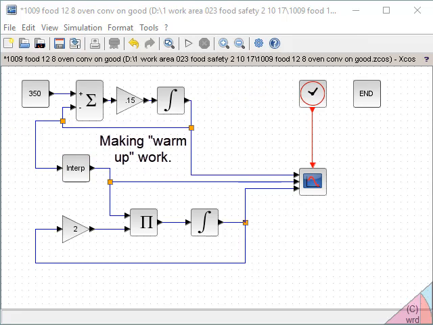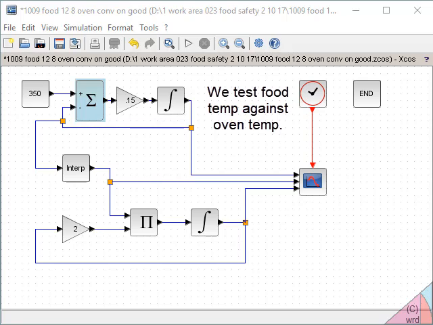How do we make our warm-up circuit work? We test to see how far below oven temperature the food is by subtraction. That difference, which becomes less over time, drives our food temperature change rate and thus food temperature. We throw in a scaling block for food warming efficiency. This incorporates how the oven air behaves near the food.